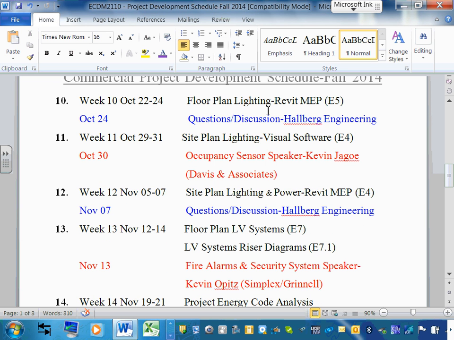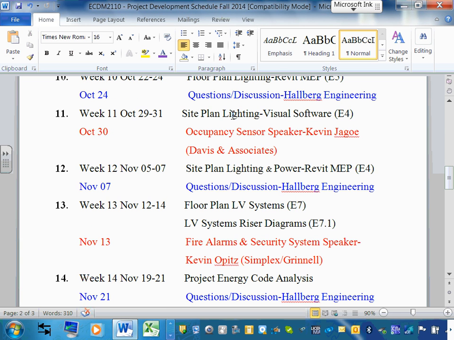And then moving on into week 10, we're going to have lighting in Revit MEP. Now, lighting, guys, is 2 stages. First, you do the visual, then you do the Revit. Everybody says, I can't do lighting in Revit without going through lighting software like Visual or AGI. So then we move it to Revit, and we do the Revit lighting. Hallberg will come here on the 24th.